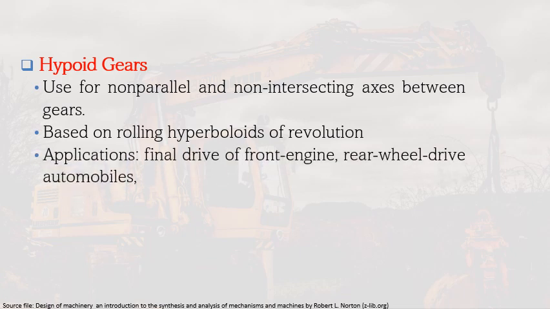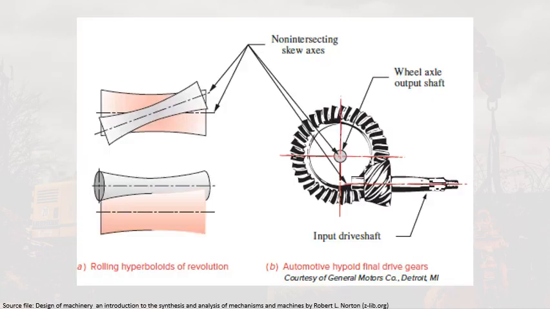Applications of these are in the final drive of front engine, rear wheel drive automobiles, among others. The hypoid gears are used in order to lower the axis of the drive shaft below the center of the gear axle to reduce the drive shaft hump in the back seat. So this is how it looked like. Again, it's based on the rolling hyperboloids of revolution. As you can see, the axes are non-intersecting and non-parallel at the same time.